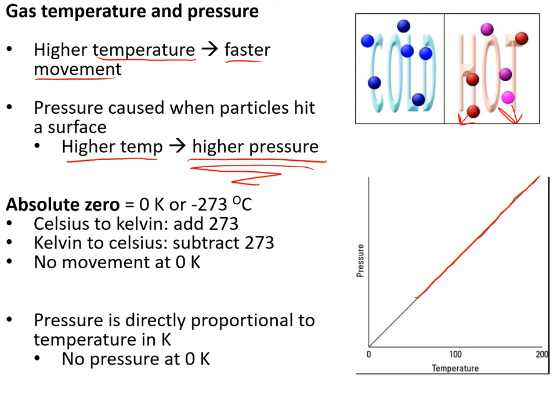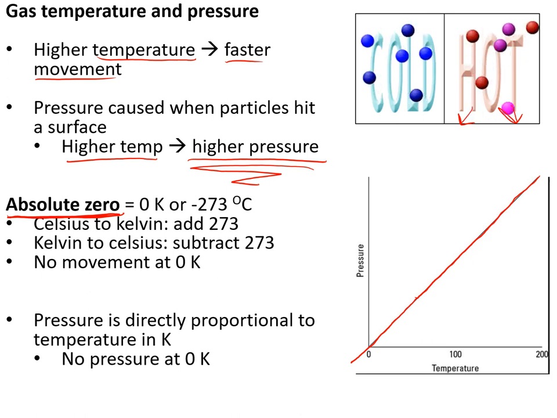And if we follow this graph all the way back to here, we get to the coldest possible temperature at which there is no movement at all of the particles. And we call that coldest possible temperature absolute zero. So at absolute zero, the particles have totally stopped moving. And so there is no pressure if you think about it, because if the particles aren't moving, they can't hit the surface. And if they're not hitting the surface, they can't be creating any pressure.